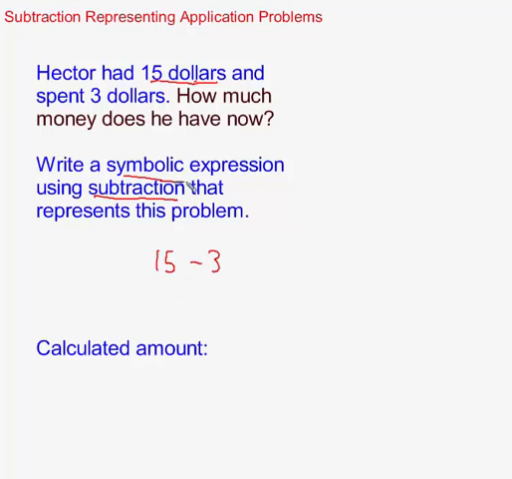So this would be a symbolic expression using subtraction that represents the problem. He had $15, we subtract 3 because he spent $3, and then the calculated amount would simply be that 15 subtract 3 is 12, and that represents the number of dollars he has after having spent 3 of his $15. Notice that you do not need to put parentheses here because this is not a negative number. This is positive 3 and we are subtracting it.